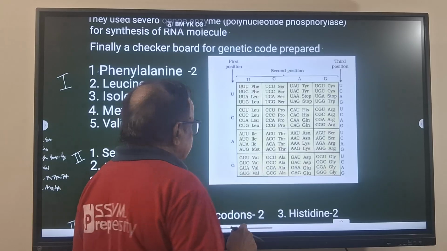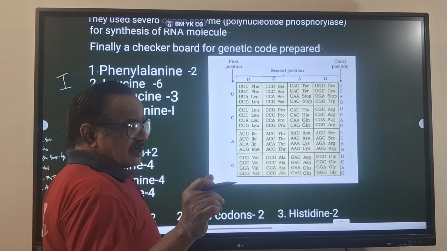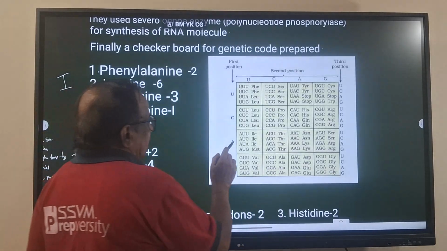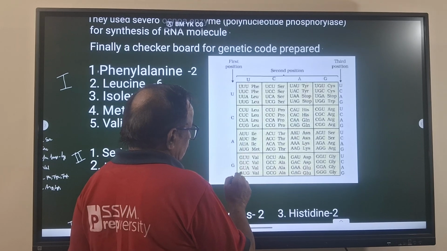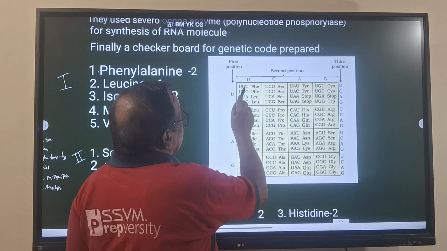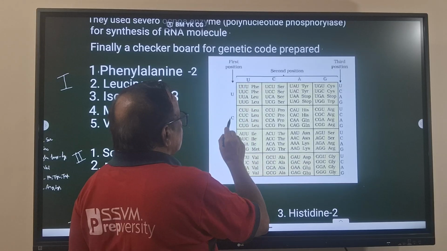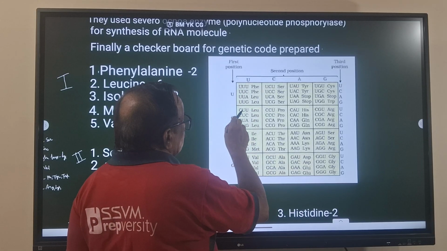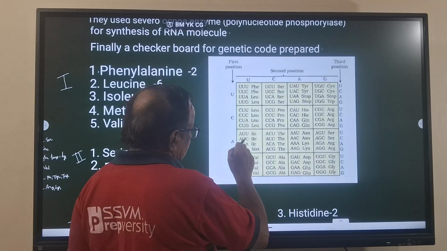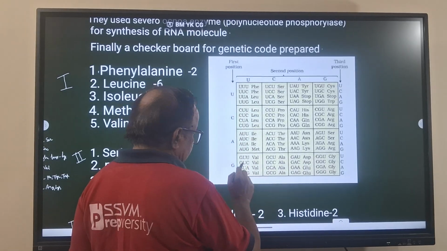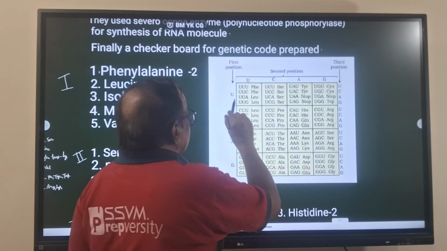Now you see here how to find out the box. I told you. If AU, GU, UU is there, the first box in the first vertical row, and C with U is the second box, A with U is the third box, G with U is the fourth box.